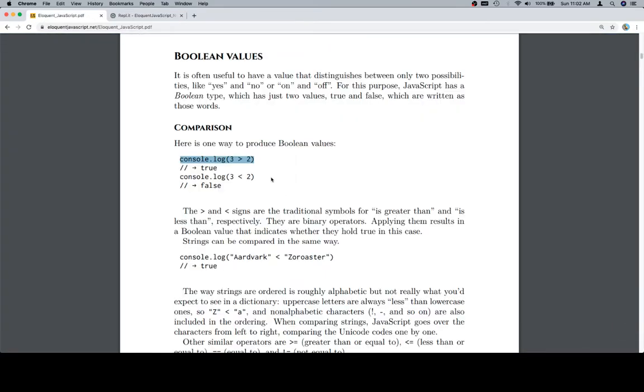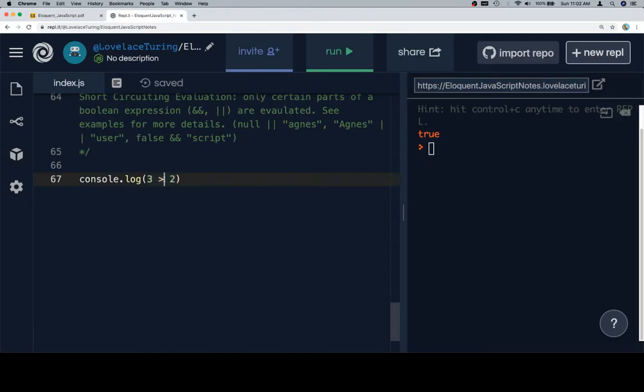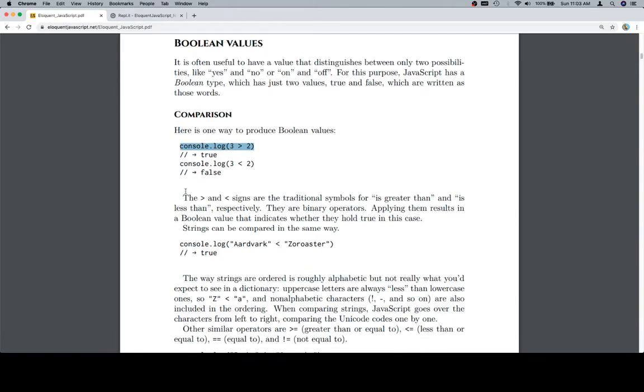Now, the other example is 3 is less than 2, which is the opposite expression. Although it's not exactly opposite, because it would have to be less than or equal to, but let's not get into those details. So 3 is less than 2. 3 is not less than 2, so this entire expression is going to be false. We run it, and we'll see false. Excellent. The greater than and less than signs are the traditional symbols for is greater than and is less than, respectively. They are binary operators. Applying them results in a Boolean value that indicates whether they hold true in this case.